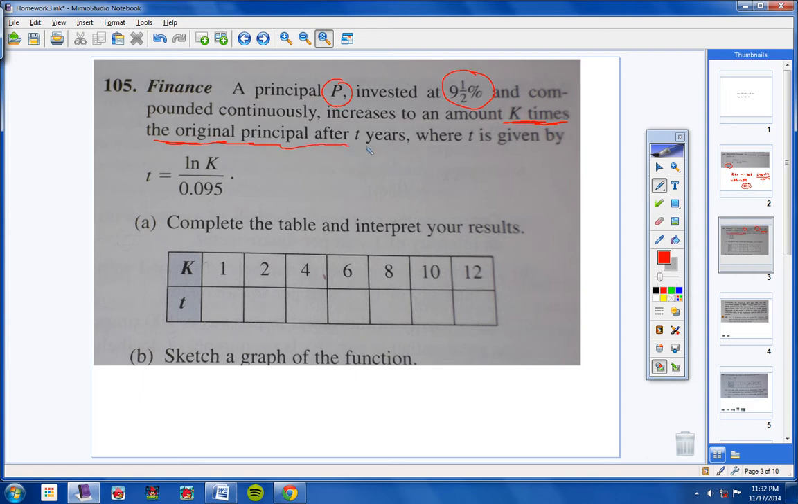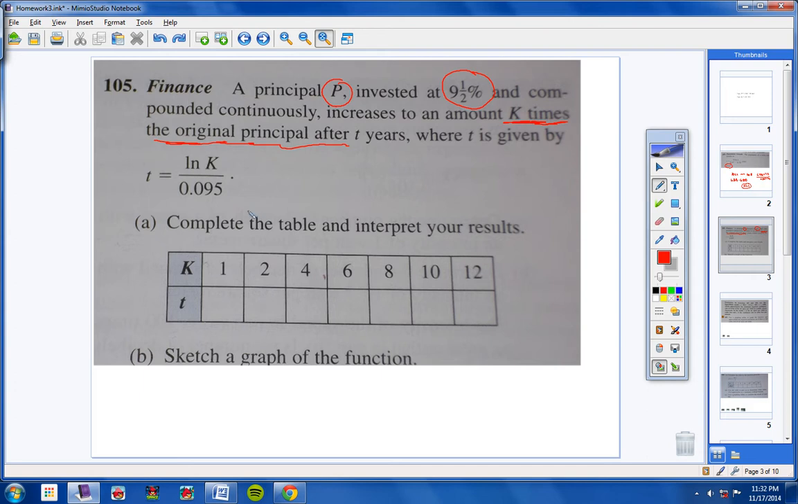You ready? It means every year, whether it be 1 year or 2 or 4 or 6 or whatever, this model here will give you the amount of money that is that much times your original amount you invested. I'll show what that means a little bit later. So here's our model right here. First of all, complete the table.